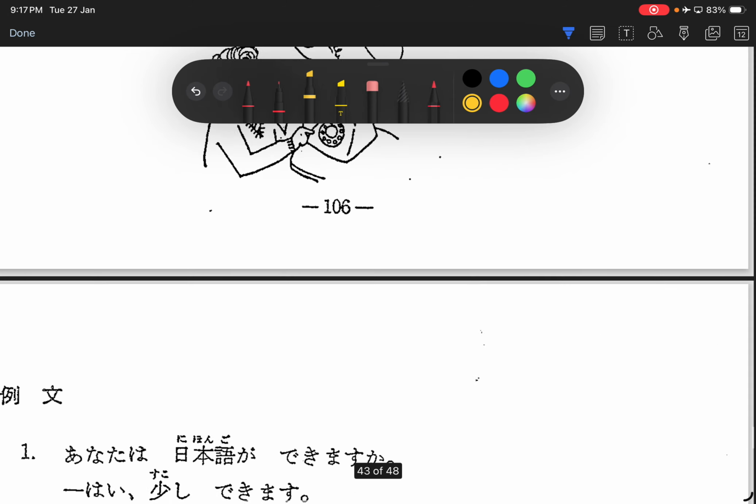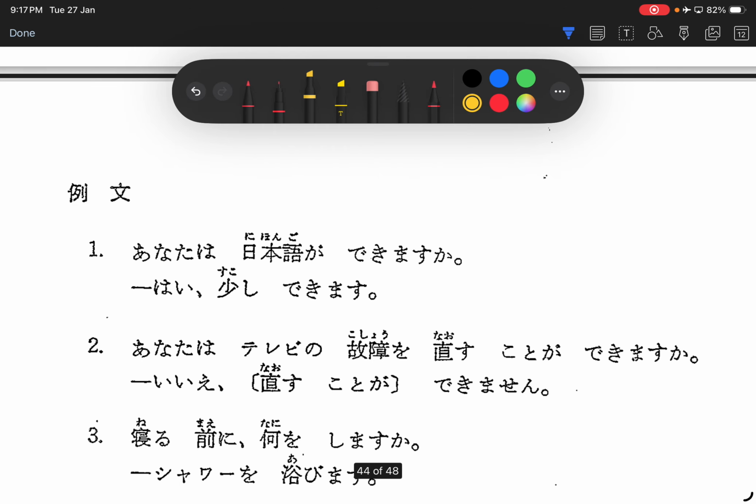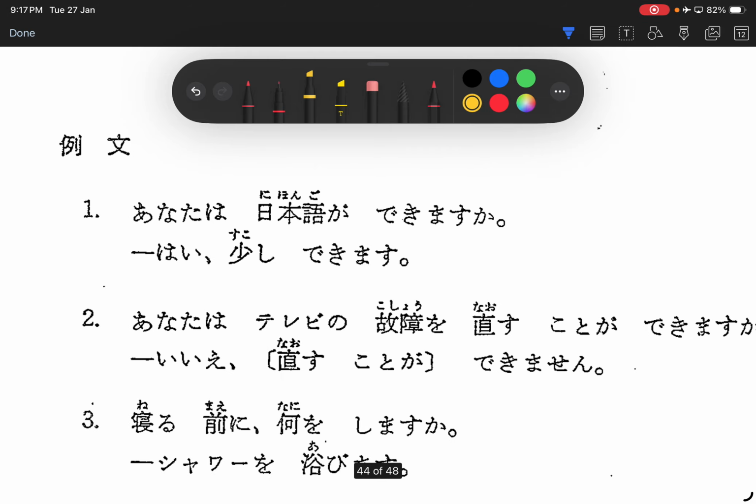This one has a negative form. The nai form is already the casual negative. So this one doesn't have it. You'll learn later on that there is a negative.